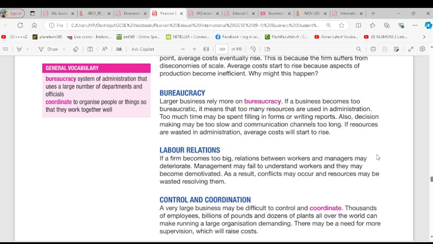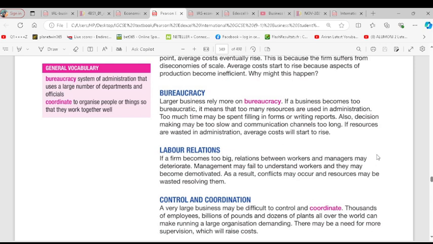Because there are so many departments, it's hard to make decisions easily. So you have a lot of managers, you have a lot of paperwork. These are bureaucratic decisions. We have to go through this and that. It takes time, it wastes time. And whatever wastes time increases cost.